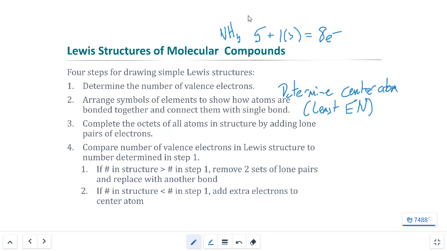Now, in the case of ammonia, there's only one option. Hydrogen cannot be a center atom. Why can't hydrogen be a center atom? It doesn't obey the octet rule. To be a center atom, you have to make more than one bond. Hydrogen can only make one bond.